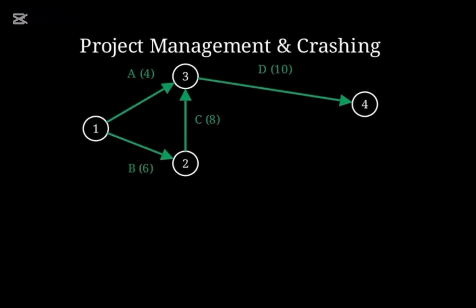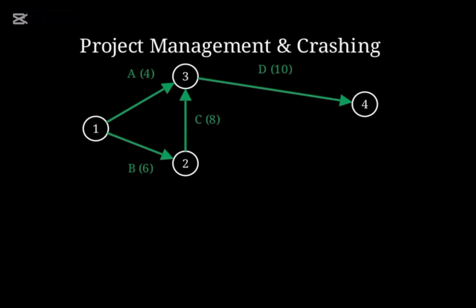Now, let's start on Part A, identifying the critical path. Our first objective is to identify the critical path. In project management, the critical path is the longest sequence of dependent activities that determines the shortest possible time to complete the entire project.